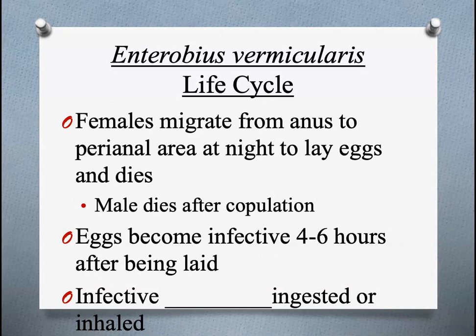So ding, ding, ding, highlight this. This is your infective stage for Enterobius vermicularis. It's the egg that's ingested or inhaled. So anything that's inhaled is very easily transmitted, and that's what makes Enterobius vermicularis the most common helminth, the most common roundworm, because it's so easily infective.